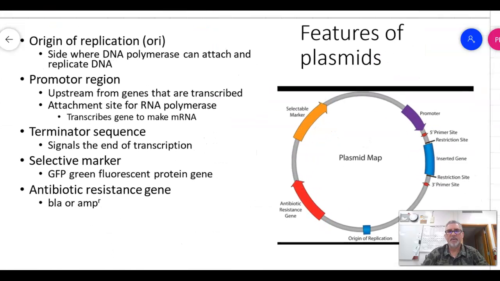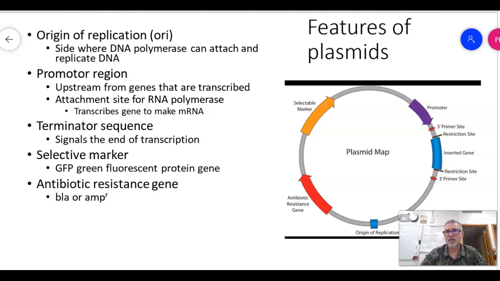So, things that you need to know about plasmids, things that plasmids should have. They should have an origin of replication, because ultimately we want bacteria to be able to replicate this plasmid and pass it to other bacteria. When bacteria reproduce via binary fission, the new bacterium should have this plasmid in it. So, origin of replication.